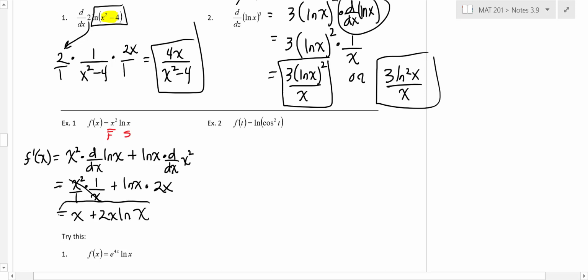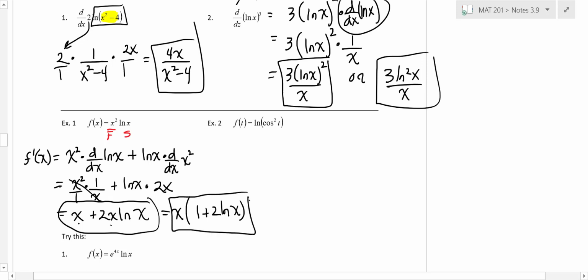Is there anything else you could do with that? You could factor an x out, exactly, if you wanted to. You don't have to, but let's go ahead and do that just for the practice. Take the factor of x out. So you'd have 1 plus 2 ln of x. Those would be two different ways to write that derivative. Okay, everybody okay with that?